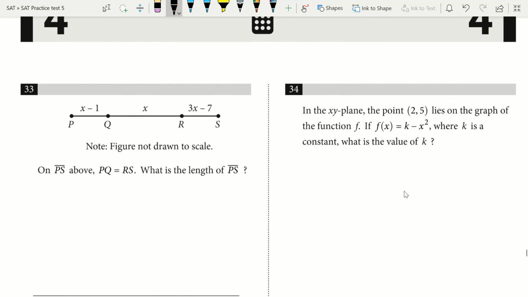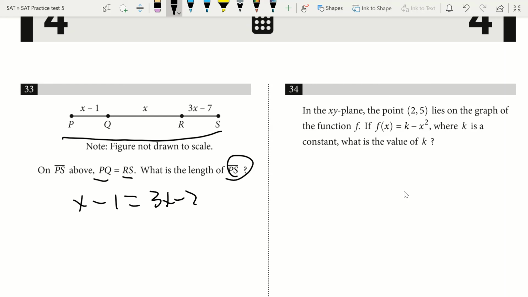33. We're told that PQ equals RS. What is the length of PS? PS is my whole thing here, so I've got to solve for x in order to find that. So I've got x minus 1 equal to 3x minus 7. I'm going to subtract x to get rid of it. I've got 2x, I add 7 to each side, and then negative 1 plus 7 gives me 6, divide each side by 2. 6 over 2 is 3, which means x is 3.